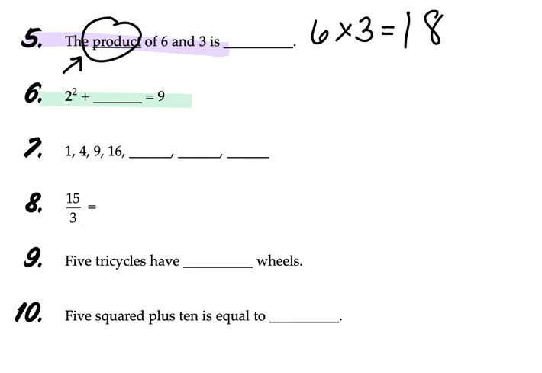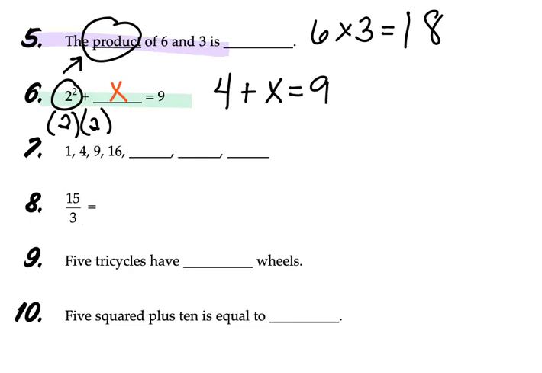So for this one, 2 to the second power plus some unknown number, we can call that number x, variable x, is equal to 9. So the very first thing I would do, let's break down 2 to the second power, which means 2 times 2. We know 2 times 2 is 4. So I'm going to rewrite this problem. 4 plus x, our unknown value, is equal to 9.